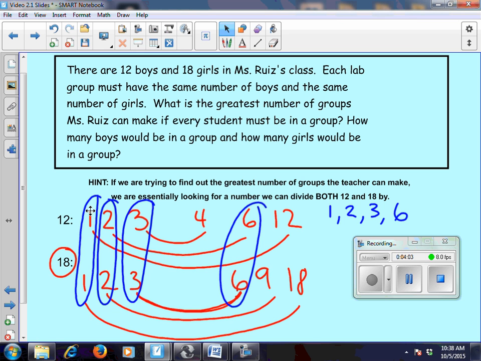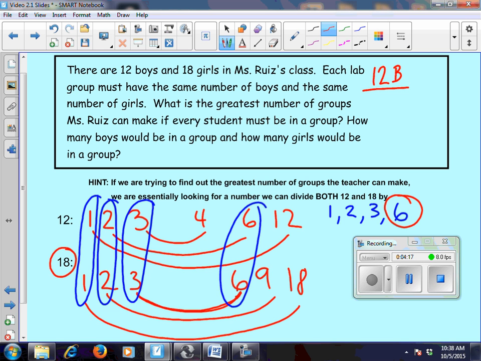The greatest common factor would be 6, which means we could take 12 boys and divide that into groups of 6. So 12 boys divided into 6 groups would be 2 boys in a group. And then we can take the 18 girls and divide that into 6 groups, and that would mean there were 3 girls in a group.